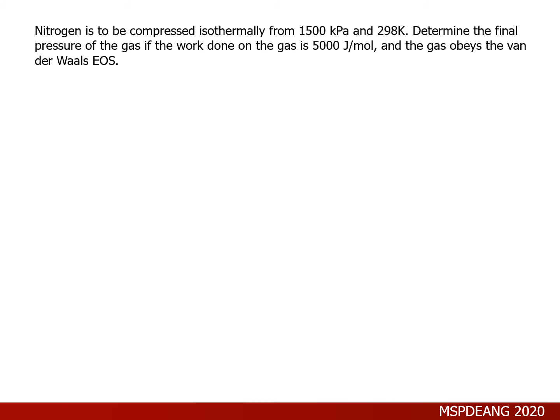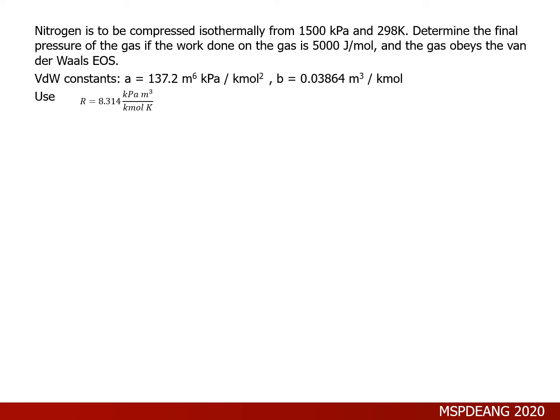Okay. You can also use the van der Waals EOS to obtain actual work done, okay, for some processes. Okay. So from here, let's say you have the isothermal compression of nitrogen gas from 1500 kPa to 98 Kelvin. Okay, and now determine the final pressure of the gas if the work done on the gas is 5,000 joules per mole and the gas obeys the van der Waals EOS. So let's obtain the van der Waals constant. So you should know how to do this by now. So A should be the following value and B should be the following value. And let's now use R to be 8.314 kilopascal meter cube per kilomole Kelvin.